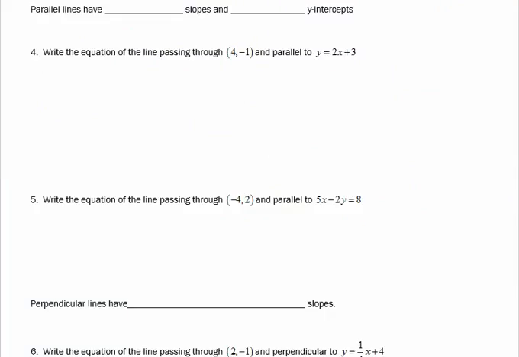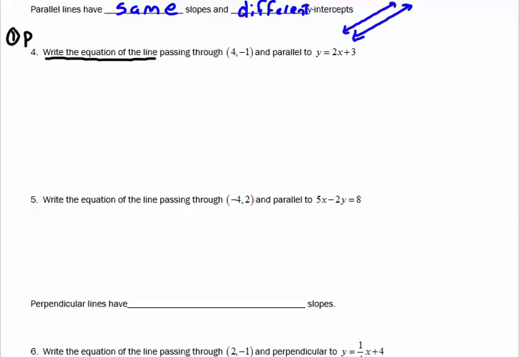So now let's talk about parallel lines and perpendicular lines. Well, parallel lines have the same what? Same slope. So parallel lines have the same slope, but different y-intercepts. So when you look at parallel lines, they will have the same slope, but they're going to intersect at different y-intercepts. So if we want to write the equation of a line passing through 4, negative 1 and parallel to y equaling 2x plus 3, we're going to need to go through the list of the things we need to write an equation of a line. So to write an equation of a line, we need 1, we talked about a point.